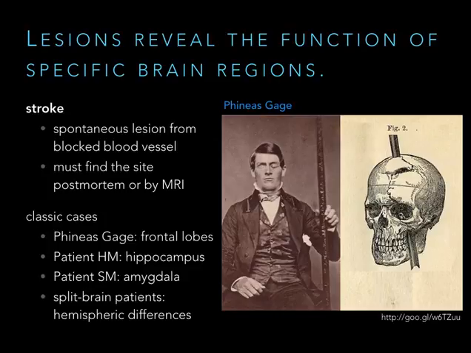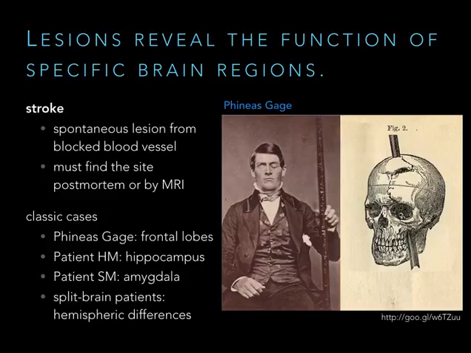Patient SM had a rare genetic disorder that caused her amygdalae to not develop properly. And so she was lacking them. And she had no fear response. She would handle snakes. She'd walk into bad neighborhoods and get attacked. She'd receive death threats because she wouldn't pick up on people's social cues that they didn't want her around. So it's actually very dangerous to not have that amygdala there.